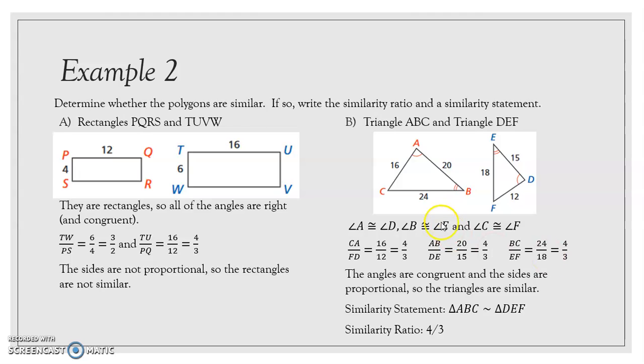And finally, I did C to A, which is none to 1, and F to D, which is none to 1. So 16 over 12 is 4/3. So they reduced all to the same fraction, which means that those sides are proportional. So I wrote a similarity statement that says ABC is similar to DEF, and the similarity ratio is this reduced fraction right here, 4/3. So now it's your turn.